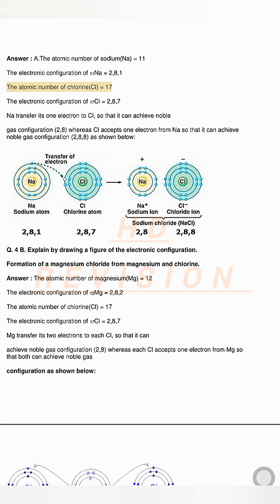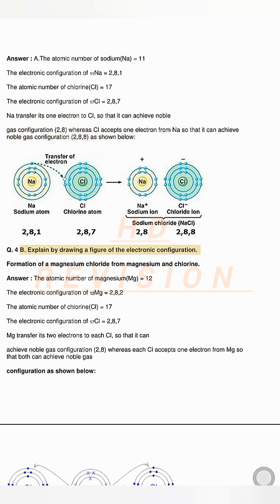The atomic number of chlorine, Cl, equals 17. The electronic configuration of 17Cl equals 2, 8, 7. Na transfers its 1 electron to Cl, so that it can achieve noble gas configuration 2, 8, whereas Cl accepts 1 electron from Na so that it can achieve noble gas configuration 2, 8, 8, as shown below.